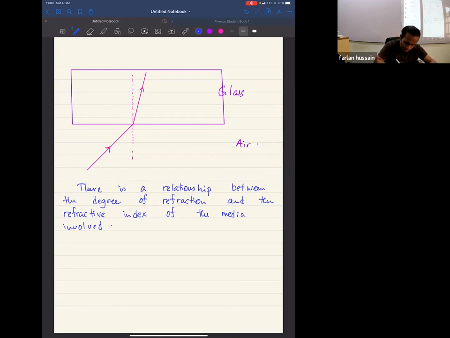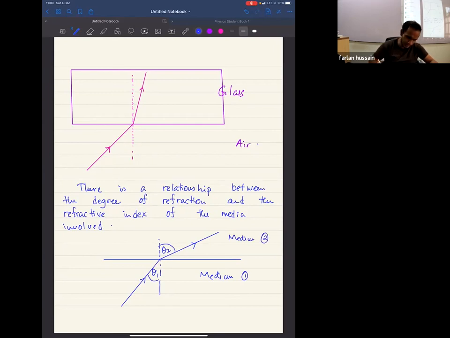So guys, let me take a general boundary. I'm not specifying what medium. Let's say it refracts and it goes like this. I will take this angle to be theta 1, this angle to be theta 2. This is medium 1. This is medium 2. The refractive index of medium 1 is n1. The refractive index of medium 2 is n2.